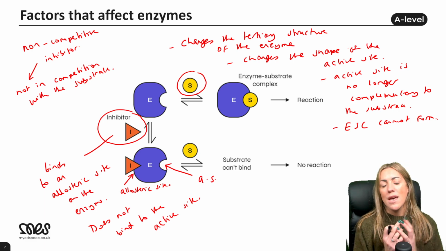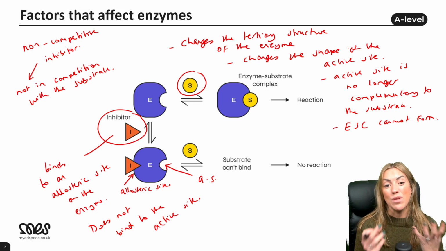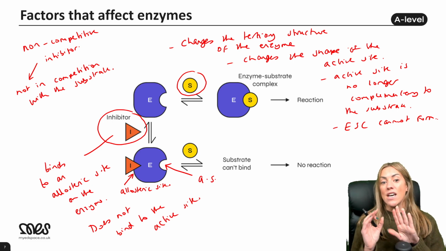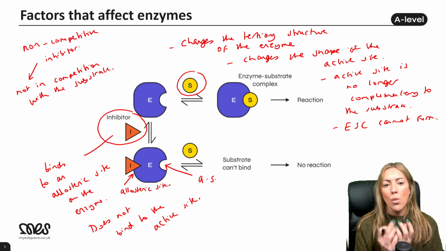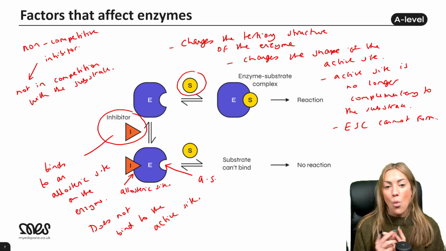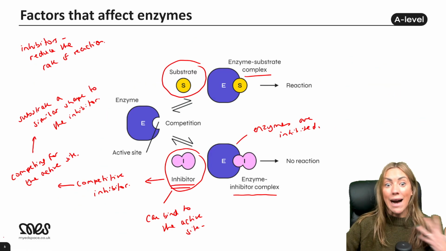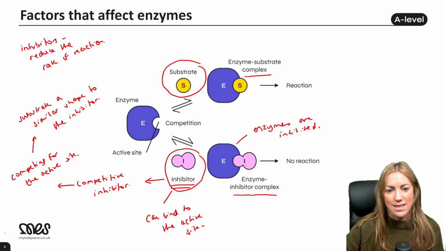They are both preventing the substrate from binding to the active site, but they're doing it in different ways. This inhibitor is doing it by changing the tertiary structure, changing the shape of the active site, which prevents the substrate from binding, whereas our competitive inhibitor, if I go back to this one, is binding to the active site and physically blocking the substrate from binding to the active site.